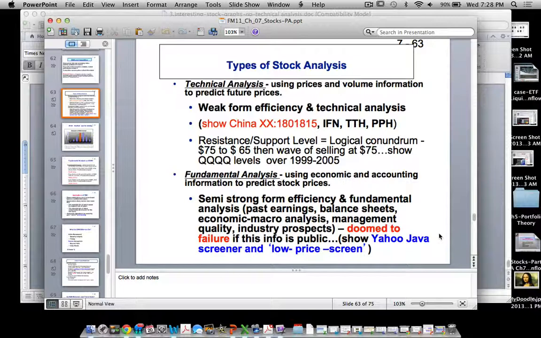And then fundamental analysis. This is the bread and butter of financial analysis in the financial institutions. This is where you say that the market is not strong form efficient. That means all public information is not reflected. If I analyze past earnings, balance sheets, economic macro analysis, management quality, industry prospects, I can add some value. However, if you truly believe in semi-strong efficiency, then this is doomed to failure if this information is public.